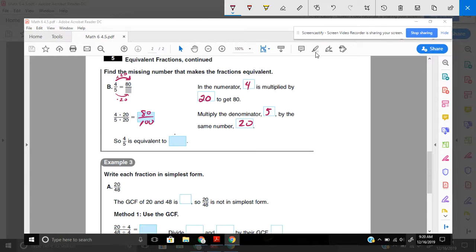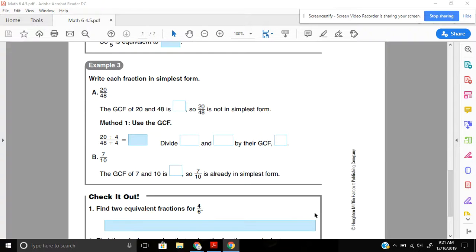So 4/5 is equivalent to 80/100. All right. Hopefully you're starting to pick up on the pattern there. Let's move to example 3.